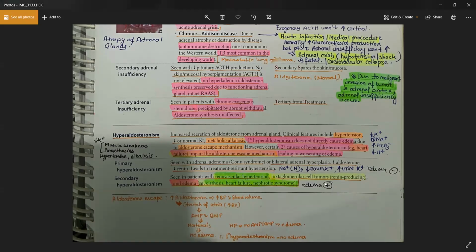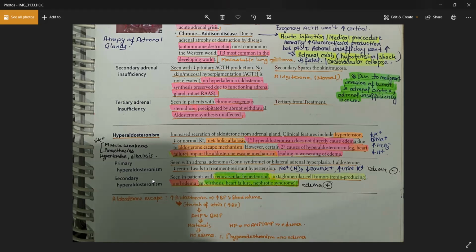Very important. You will have normal sodium levels. You will have a low potassium. You will have a high urine potassium. Edema won't be there. This is an important thing. You won't have any edema because of the ANP, BNP release from the heart. And second thing, because of the renin inhibition.